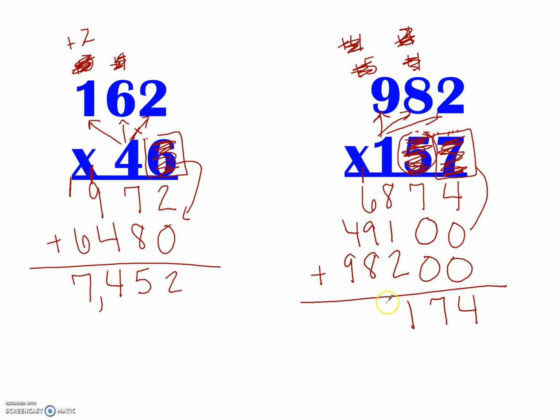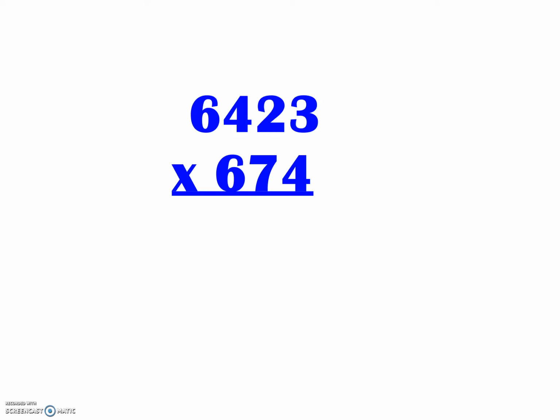So our 1's place is 5. We're going to carry our 10's place, which is a 2. So 2 plus 4 is 6, plus 9 is 15. Okay, put our commas. So we have 155,174.